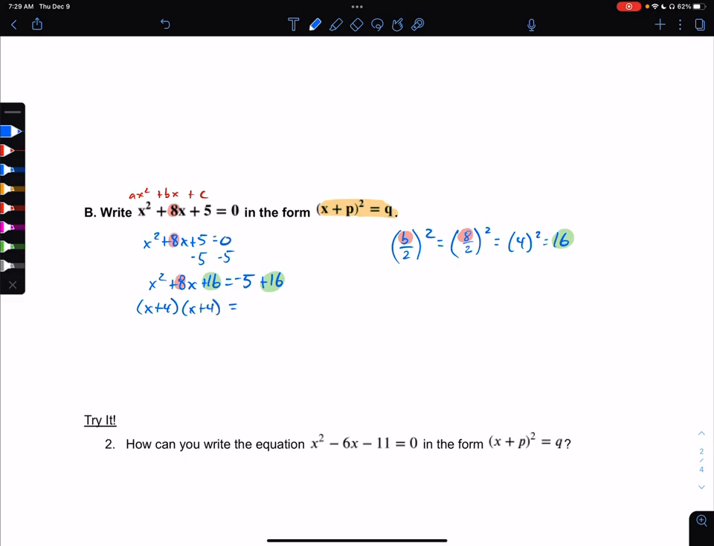Negative 5 plus 16 would be a positive 11. And then we can rewrite the x plus 4 as squared is equal to 11. And this final form is in the form highlighted in orange, x plus p squared equals q. Now, we could solve this. In this example, we're not looking to solve it. We're just looking to write it in this specific form.